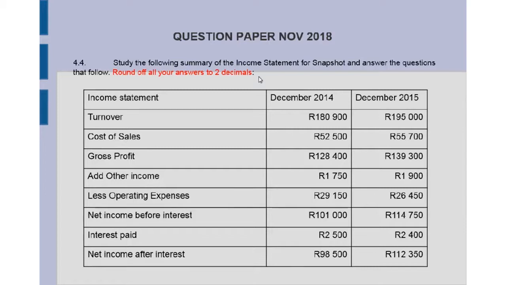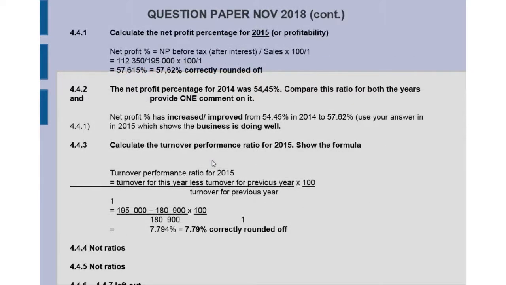If we look at question 4.4, study the following summary of the income statement for Snapshot, that's now the business we're doing, and answer the questions that follow. You also need to look at how many decimals you need to show for all your answers. Sometimes it's put at the question itself and sometimes at the start of the paper. So here we have the income statement for 2 years and now the questions.